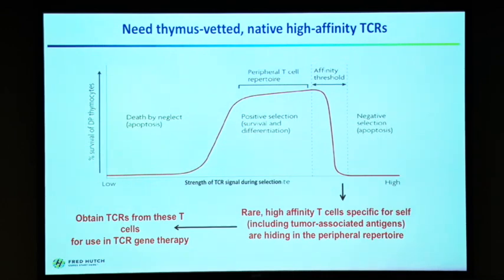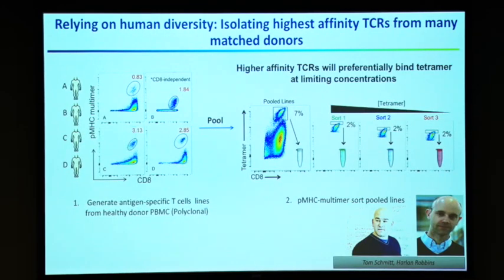So the idea is to screen normal donors and to try to find rare high-affinity T cells specific for self-antigens, but we actually extended this method now to the Merkel cell polyomavirus that are hiding in the peripheral repertoire that are really high affinity, so they have killing ability, but that they don't cross that threshold to be toxic. How do we do that? We basically take HLA-matched donors, many donors. We've gone from 15 to 20 donors, and we generate T cell lines.